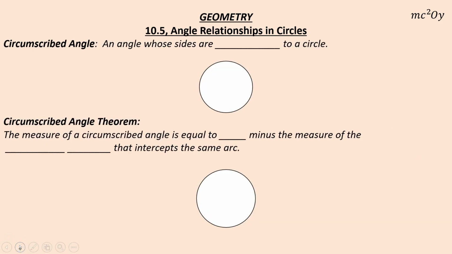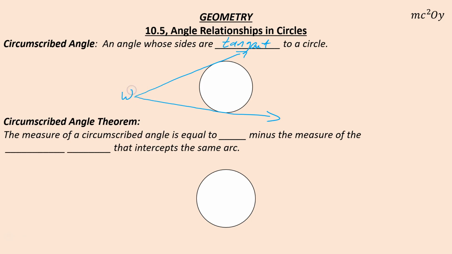Let's go ahead and look at our last set of theorems here. Okay, first one here, an angle whose sides are tangent to a circle is called a circumscribed angle. So when I have an angle whose sides are tangent, you have what's called a circumscribed angle.